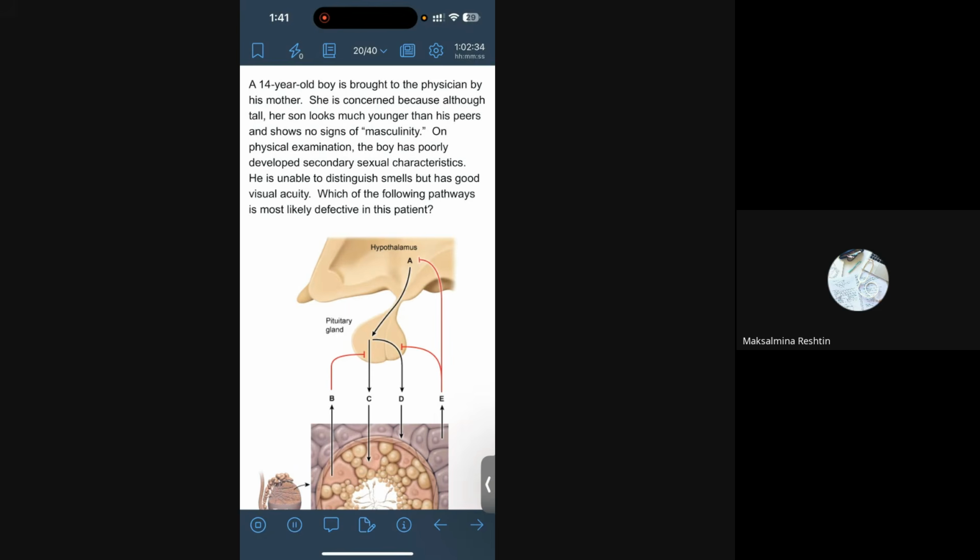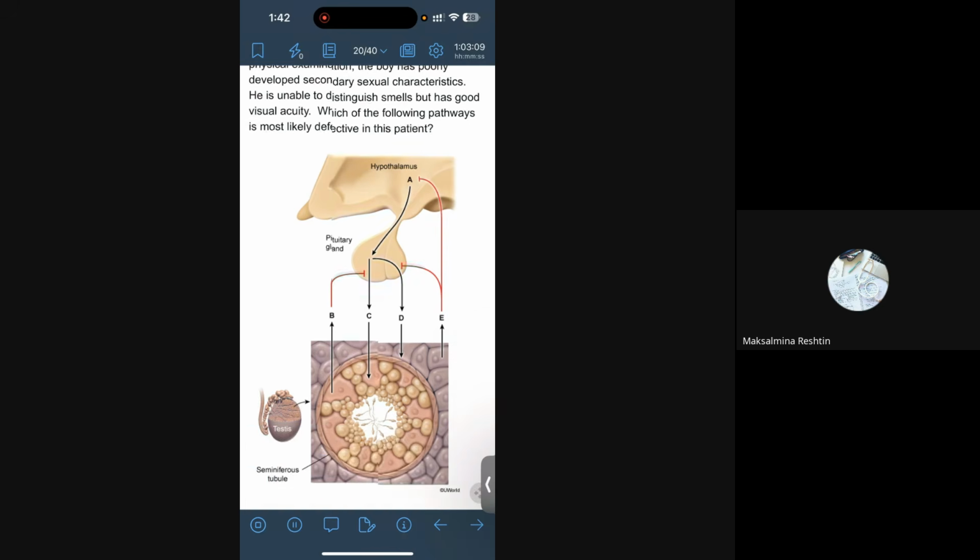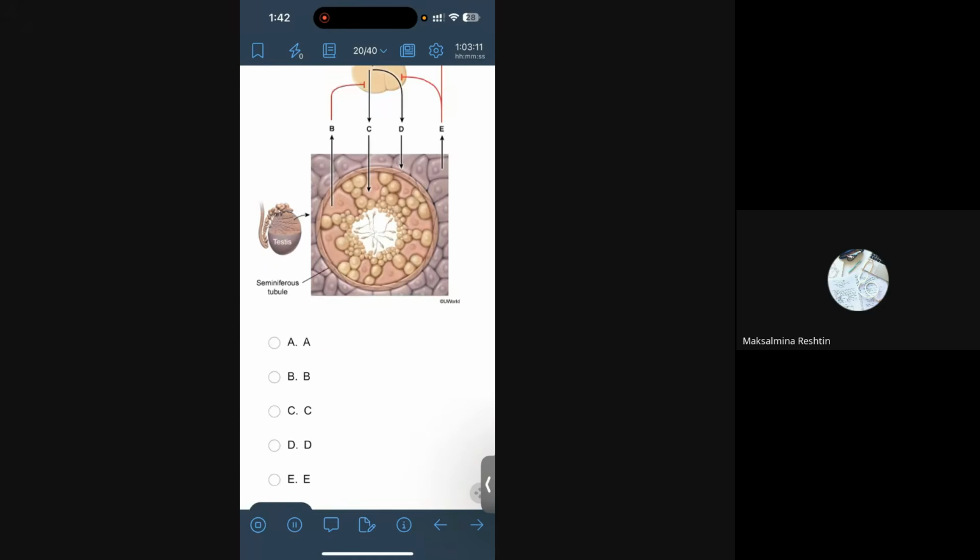A 14-year-old boy is brought to the physician by his mother. She is concerned because although he is tall, her son looks much younger than his peers. No signs of masculinity, poorly developed secondary sexual characteristics. Unable to distinguish smell. Which of the following pathways is most likely to be affected here?